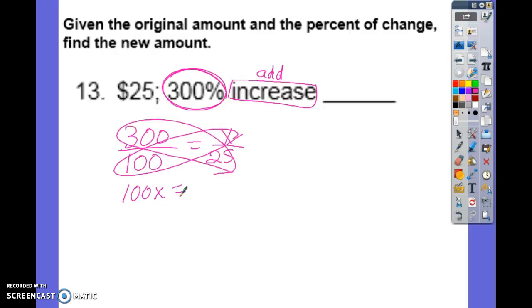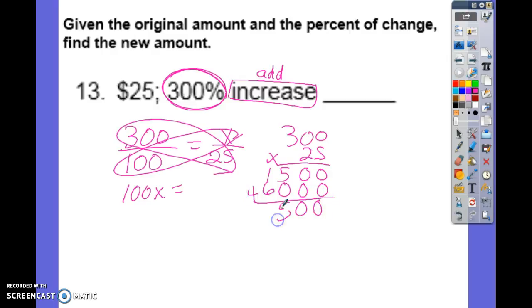multiply 300 times 25. 5 times 0 is 0. 5 times 0 is 0. 5 times 3 is 15. 0 placeholder. 2 times 0 is 0. 2 times 0 is 0. 2 times 3 is 6. Add that. Get 0, 0, 5. 6 plus 1 is 7. So I get 7,500. And we're going to divide by 100.